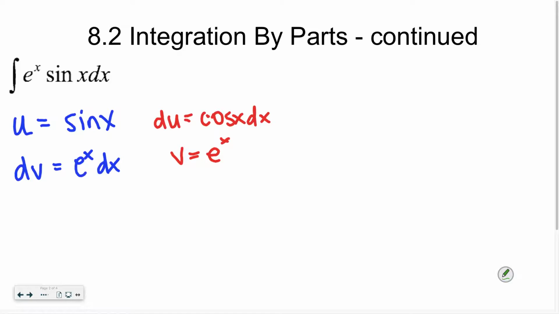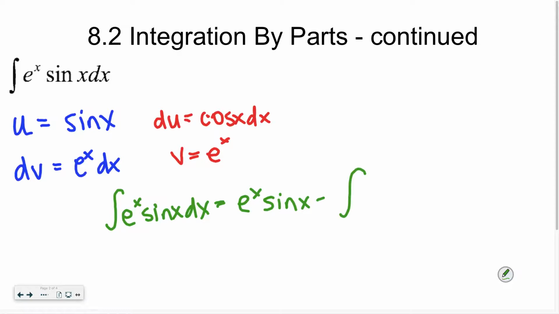Okay. If u is sine of x, then that makes du cosine of x dx. And if dv is e to the x dx, then v is e to the x. So we have the integral. Our integral is u times v minus the integral of v du. Yes, something that we can easily integrate.